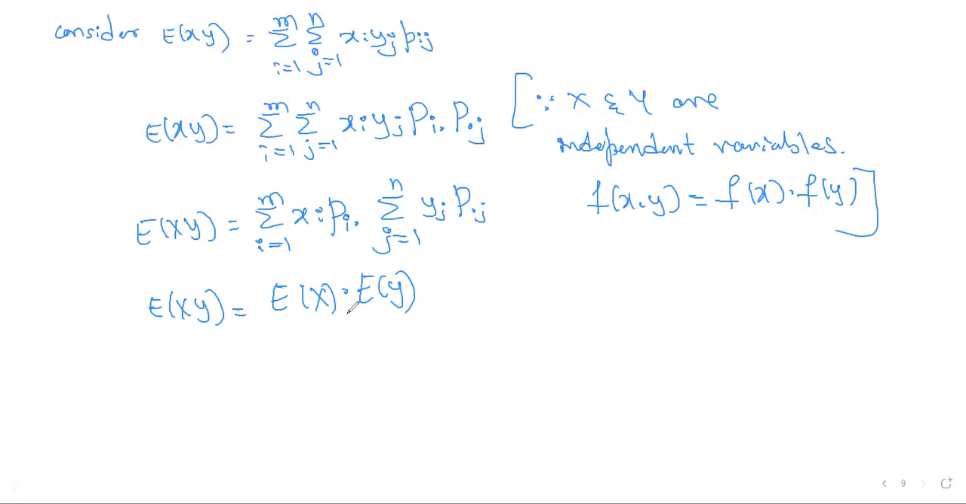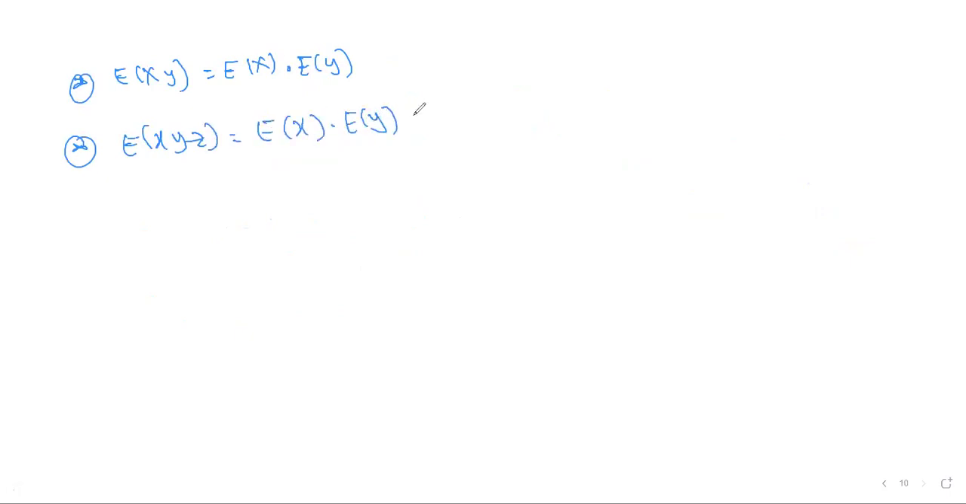Generally, suppose we need the expected value of xy. It is the expected value of x into the expected value of y if and only if x and y are independent. If they are dependent, this theorem does not hold good. Second, the expected value of xyz. Suppose I need the expected value of x into the expected value of y into the expected value of z, in the sense that x, y, z, all three should be independent variables.